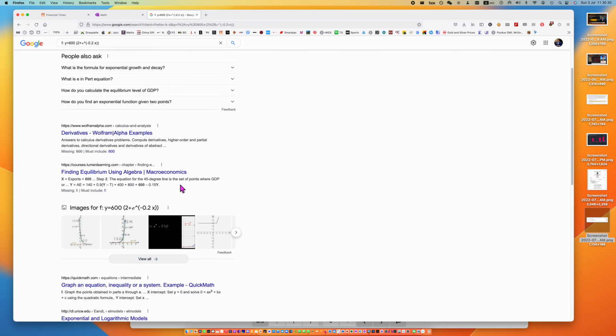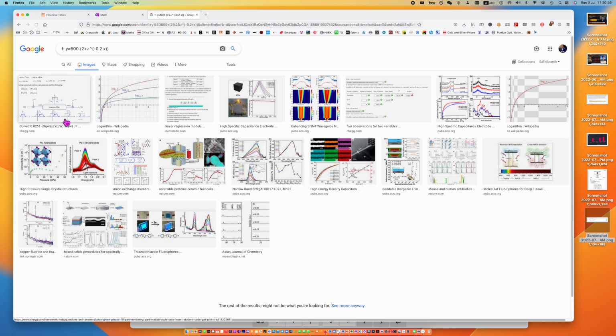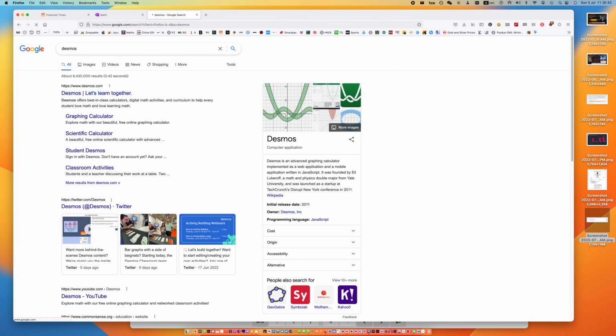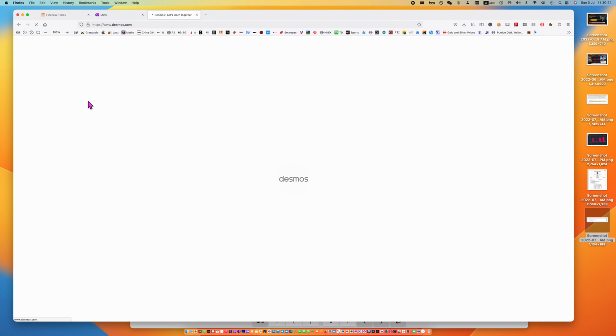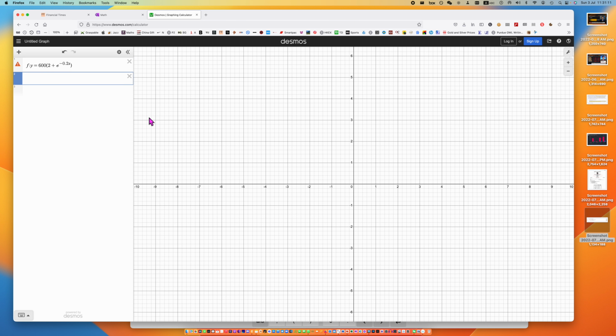Okay, now I get it from Google already. Wow, Google can do it. Okay, so maybe I should use Desmos. Desmos is another website that you can use to make a graph. This is just like GeoGebra. Yes, exactly. Then 600 times 2 plus e to the power of minus 0.2x. It says Error.